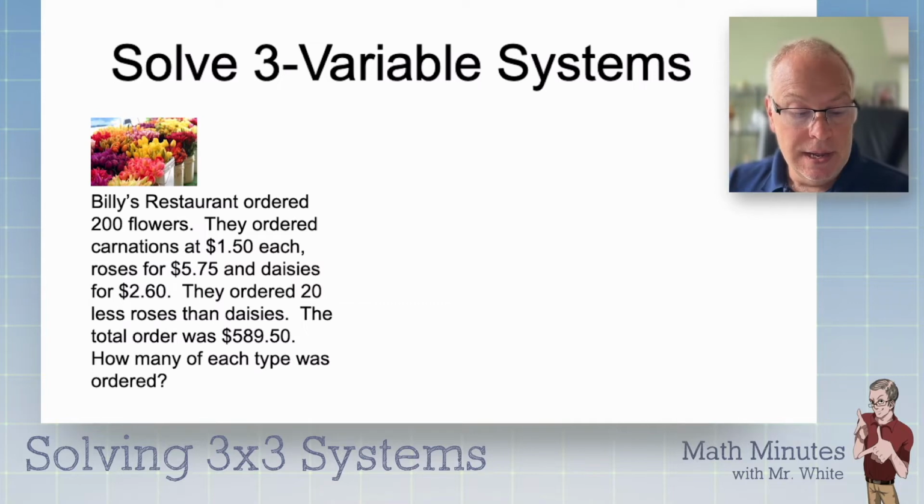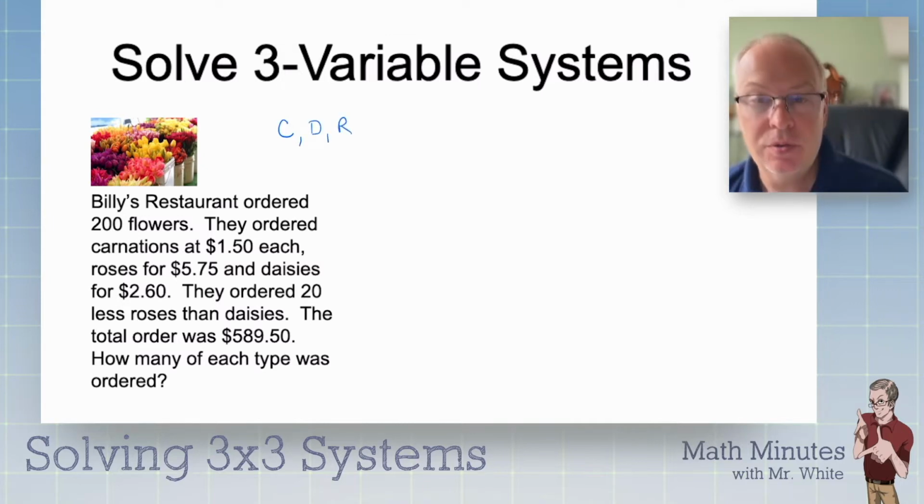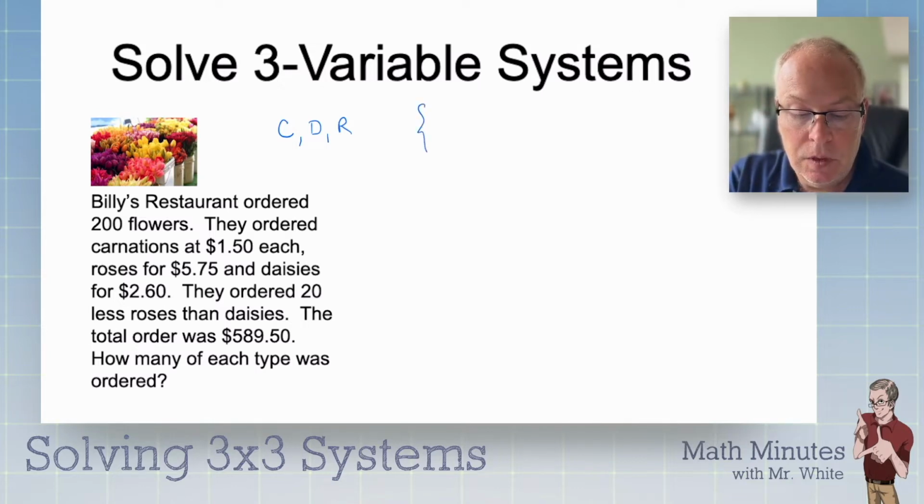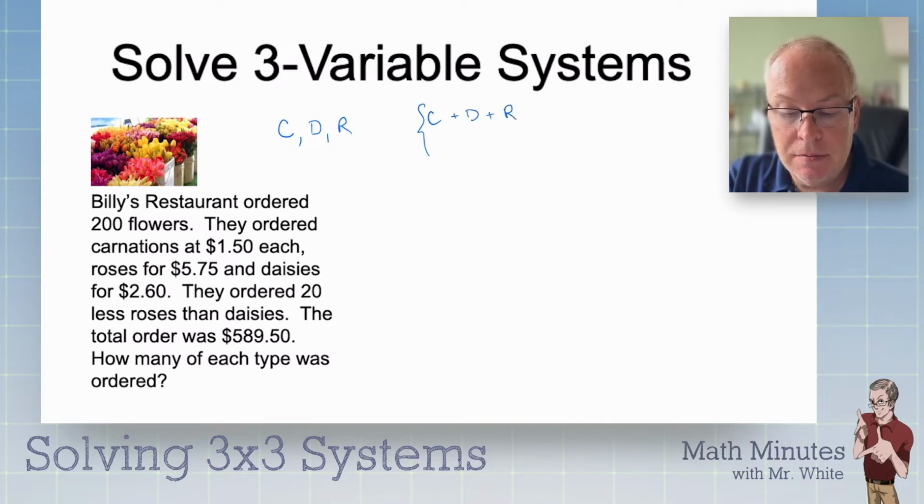Sounds like we got a lot of clues there, and we could probably get our three equations pretty easily. So let's introduce some variables. We'll use C, we'll use D, and we'll use R. So carnations, roses, and daisies. All right, now it says they ordered 200 flowers total. So that's pretty easy. We would take C plus D plus R, all of that equals 200.